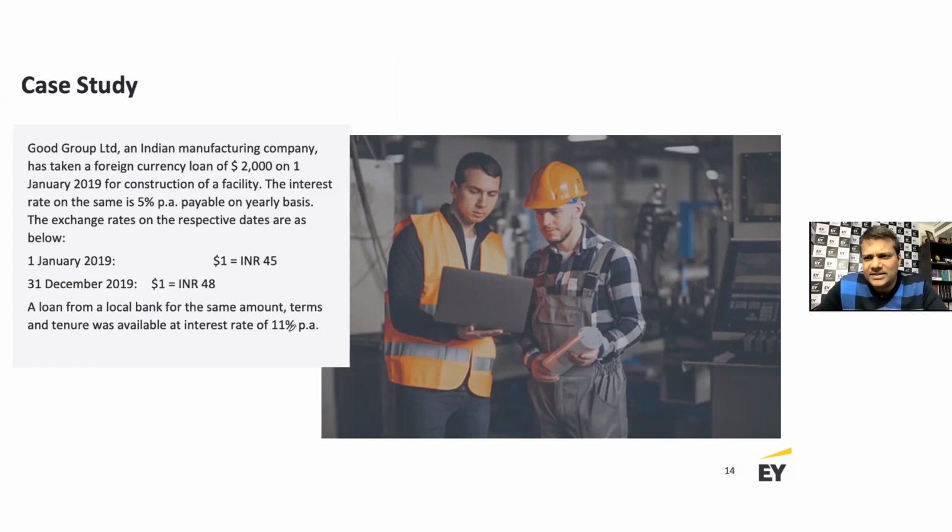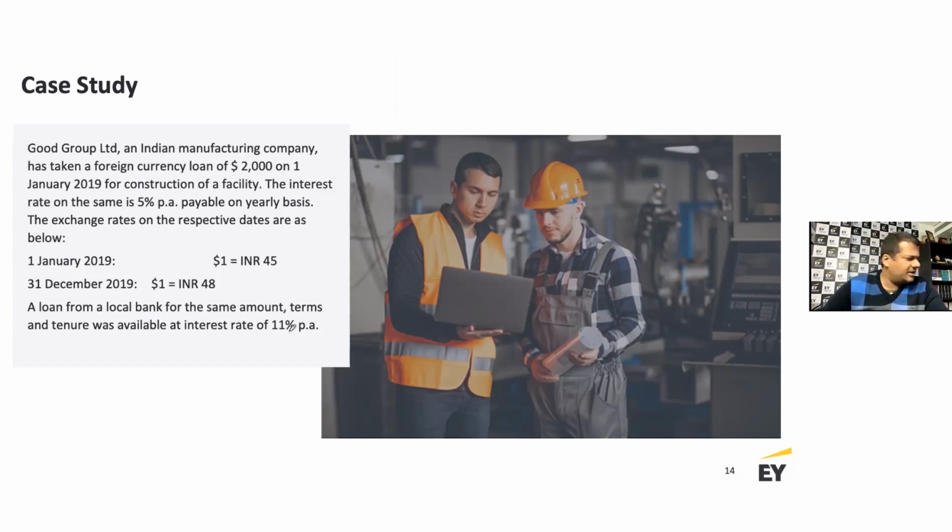So we'll try and understand the same concept with the help of an example. Good Group Limited, an Indian manufacturing company, has taken a foreign currency loan of $2,000 on 1st of January 2019 for construction of a facility. The interest rate is 5% per annum, payable on a yearly basis. The exchange rates on the respective dates are as below.